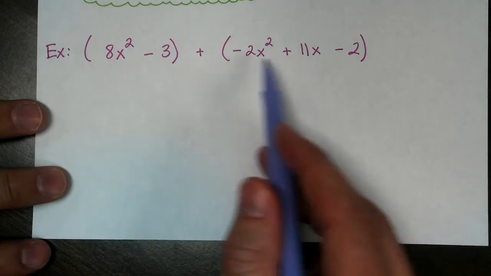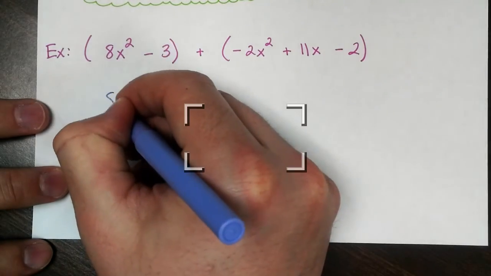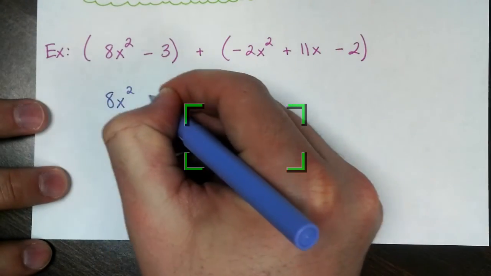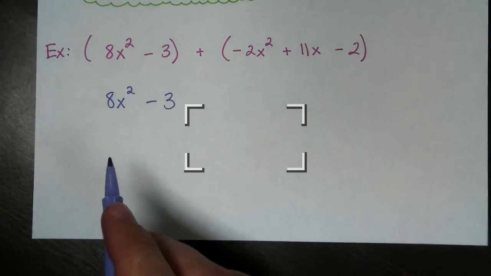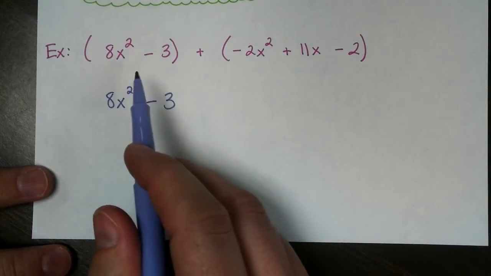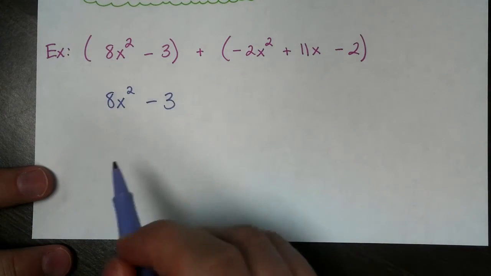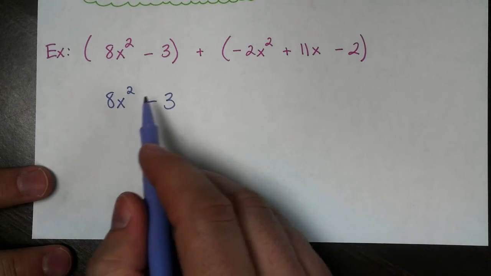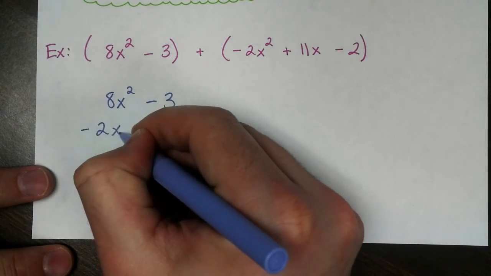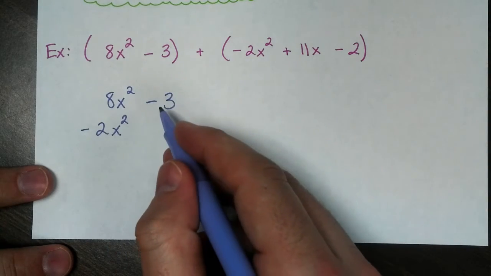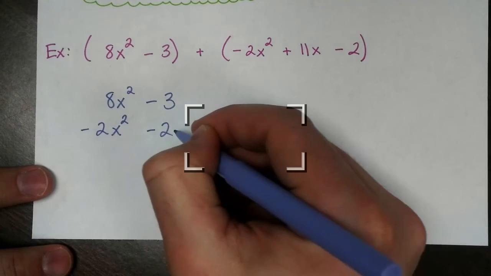So again, following the same steps here, it's an addition problem. Rewrite this first polynomial, which is a binomial here. It is a binomial because it only has 2 terms. And now, because it's plus, we just bring all these things underneath and line them up. So what goes with the x squared? Well, it would be the negative 2x squared. What goes with the minus 3 would be the minus 2 and the negative 2.